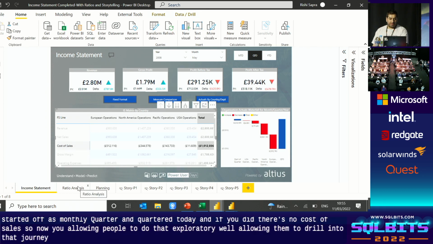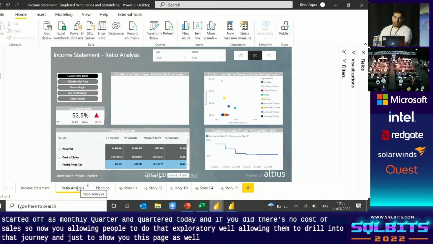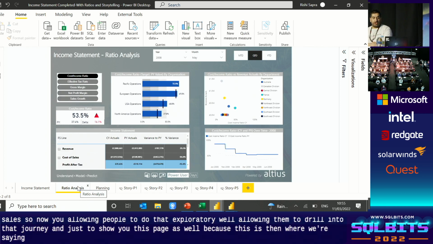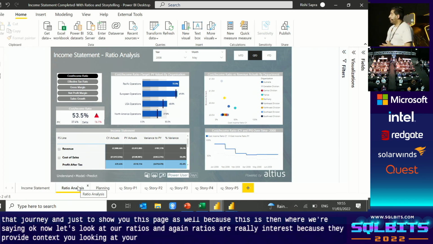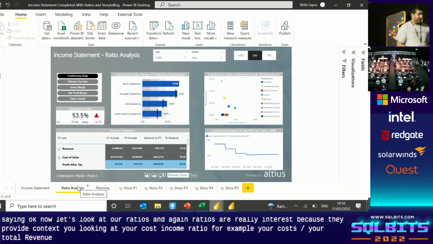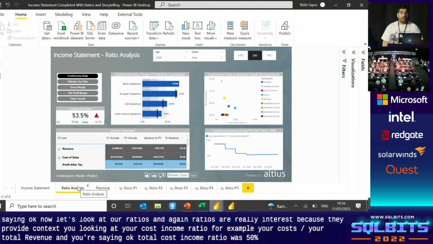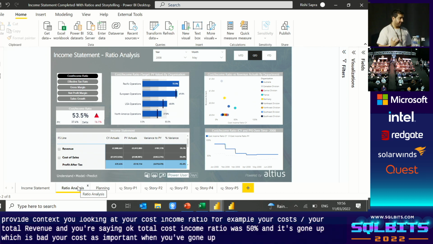And just for the last couple of minutes, I wanted to show you this page as well. This is where we're saying, okay, now let's look at our ratios. And again, ratios are really interesting because they provide context. You're looking at your cost-income ratio, for example, your costs divided by your total revenue. And you're saying, okay, our total cost-income ratio is 53%, and it's gone up, which is bad. Your costs as a proportion of revenue have gone up, so it's red, it's bad.